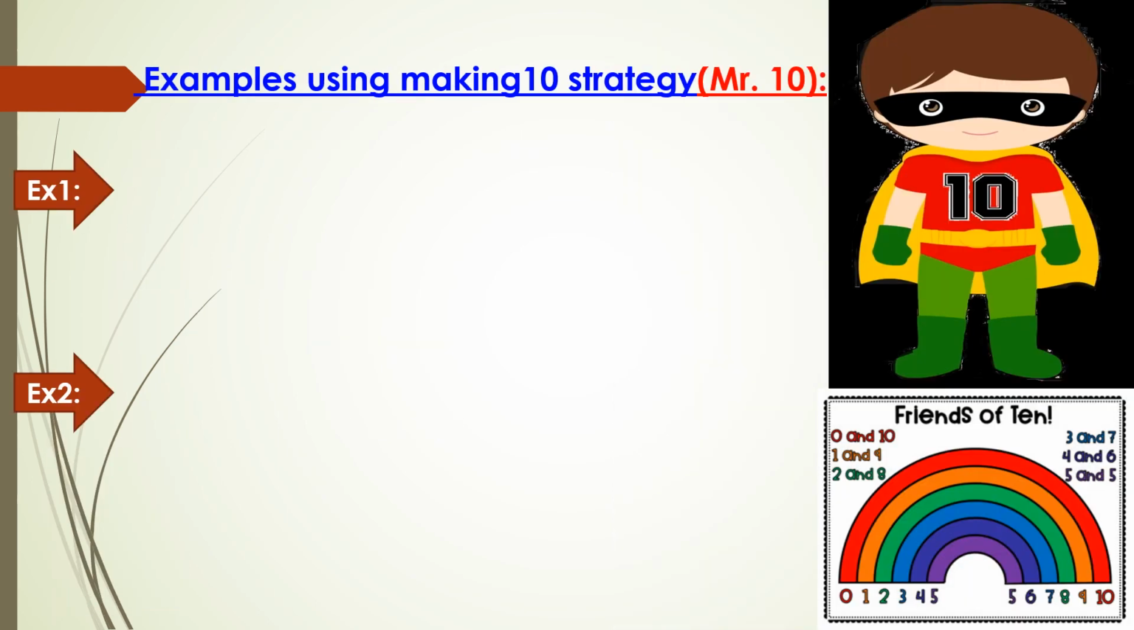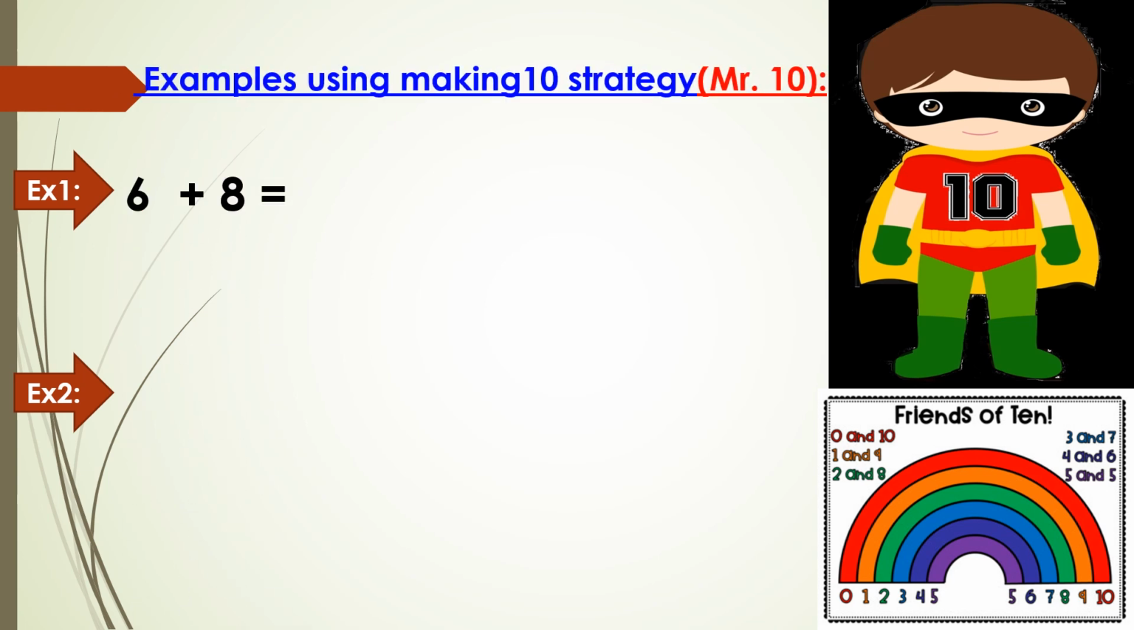Let's say hello to Mr. 10, our superhero. Hello, Mr. 10, how are you? Mr. 10 will help us to add and subtract 10 easily with making 10 strategy through the following examples.